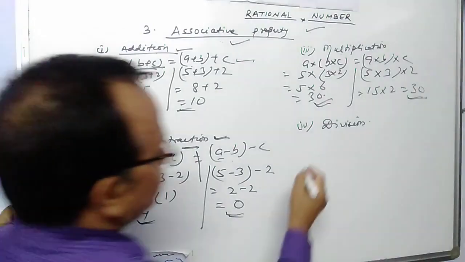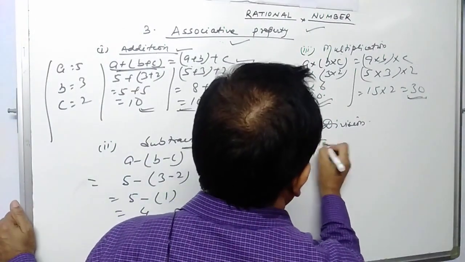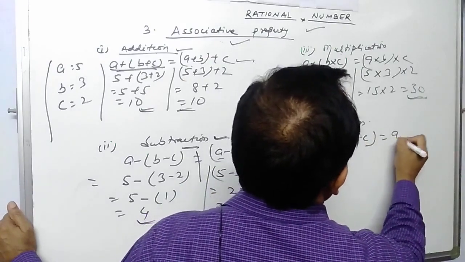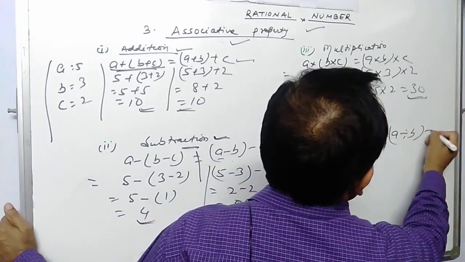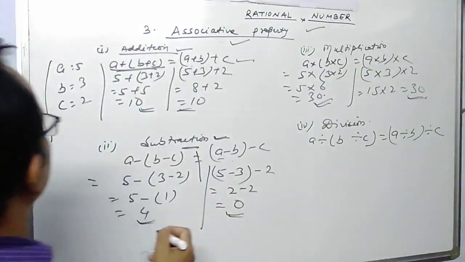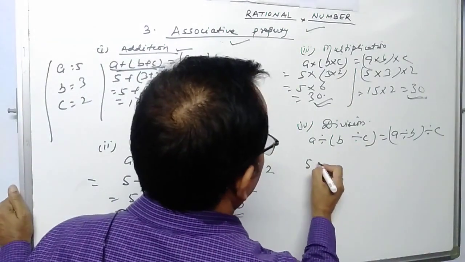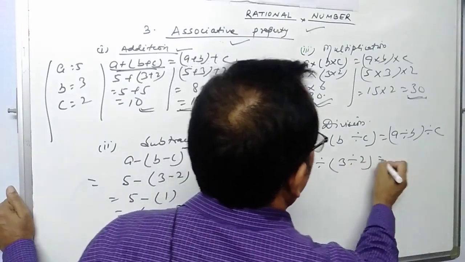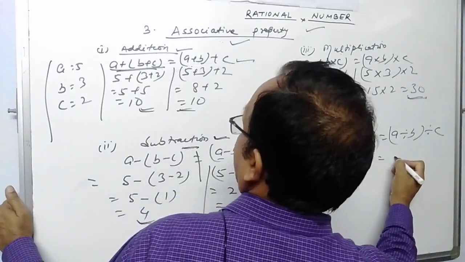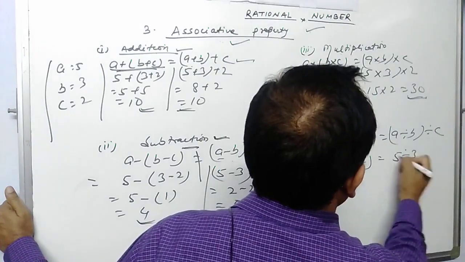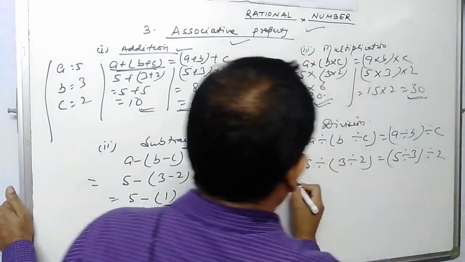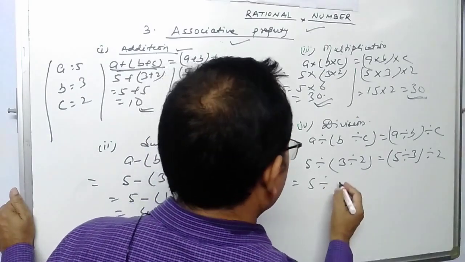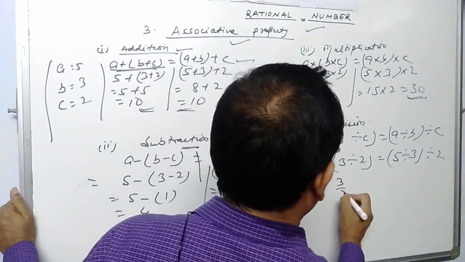Now check it for division. That is, is a divided by b divided by c equal to a divided by b divided by c? Same numerical values we can take. Suppose 5 divided by (3 divided by 2) is equal to a divided by (b divided by c). This will be equal to how much? 5 divided by 3 divided by 2, that is 3 by 2.